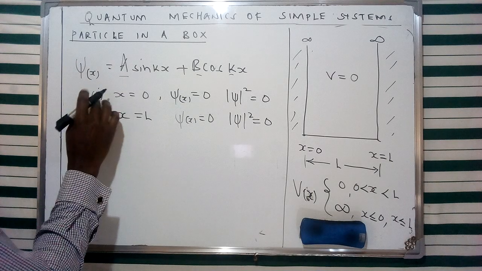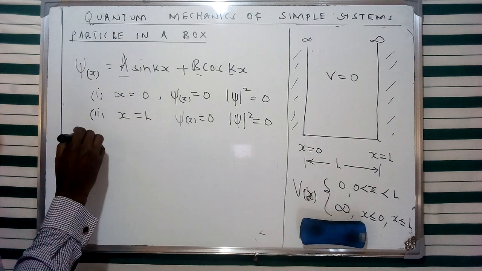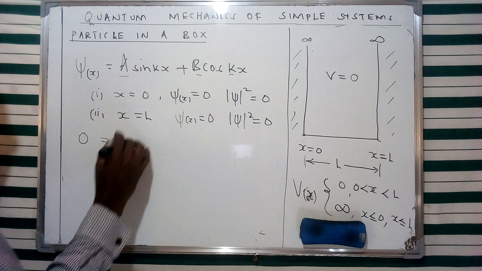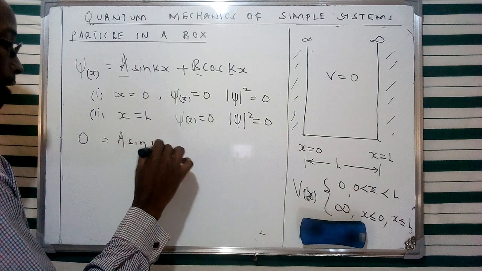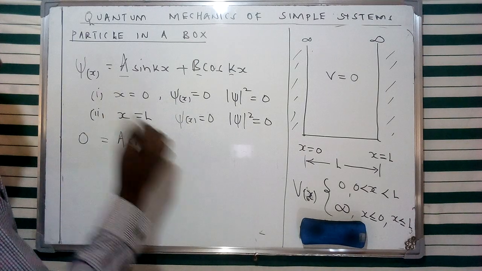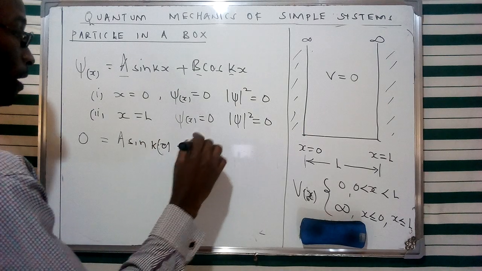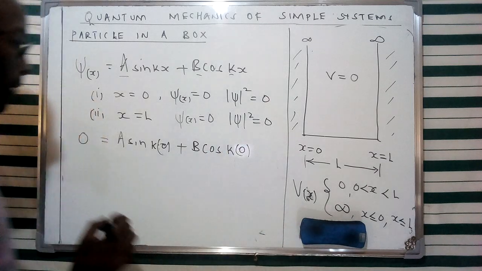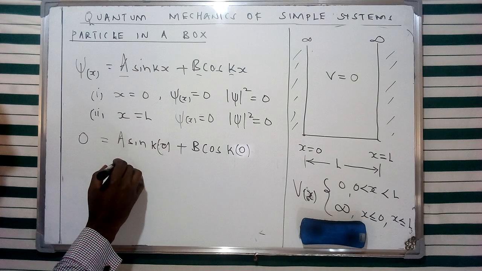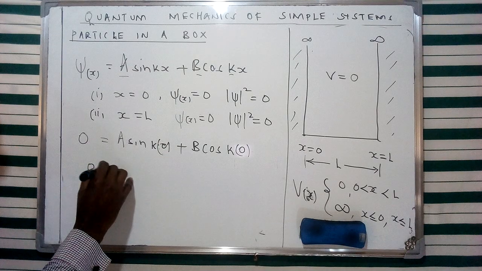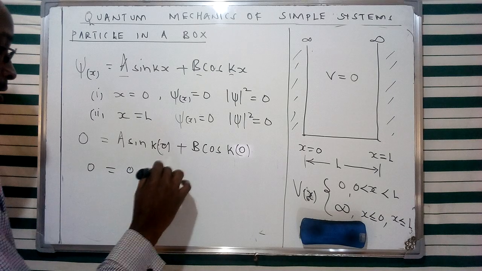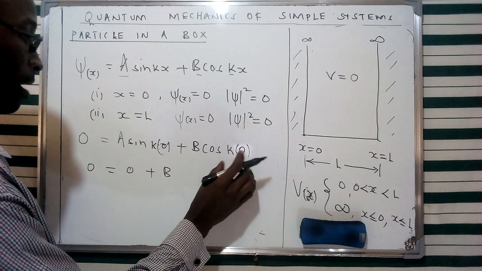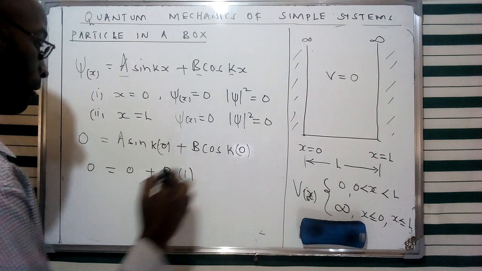So in this case, if we have this first boundary condition, we're going to have this value for the wave function represented by 0, and that is equivalent to A sine kx. And this value of x, as I said, is 0. Therefore, B cosine kx at 0 gives us 0 equals 0 plus B. And of course, the cosine of 0 is going to be 1.